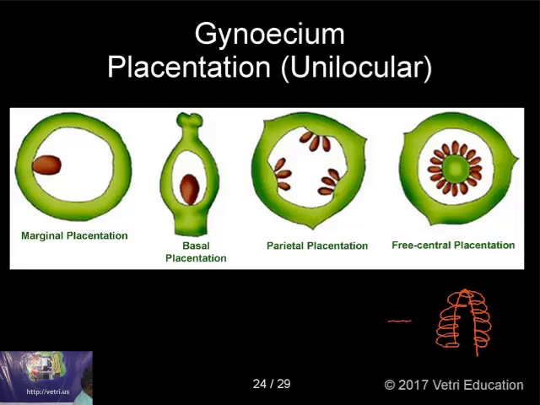If you happen to see a transverse section, you can see it like this. So that is called free central placentation. It is never attached at the top, but there is only a central axis, and around the axis you can find the ovules.